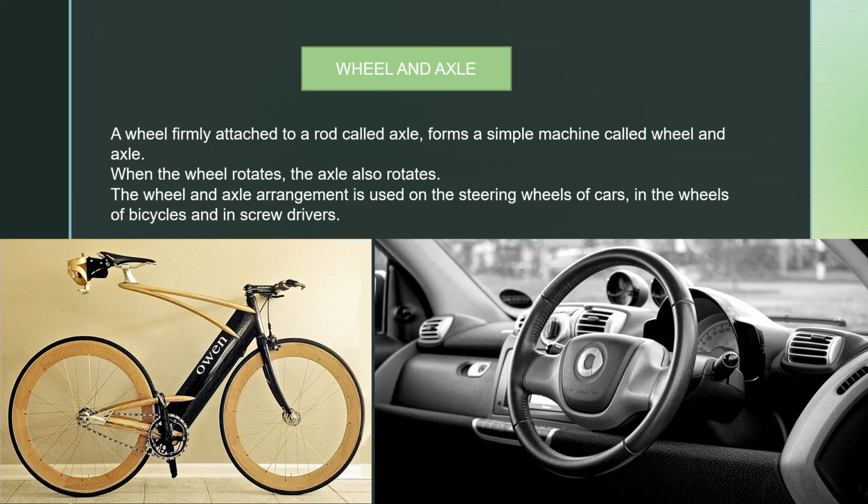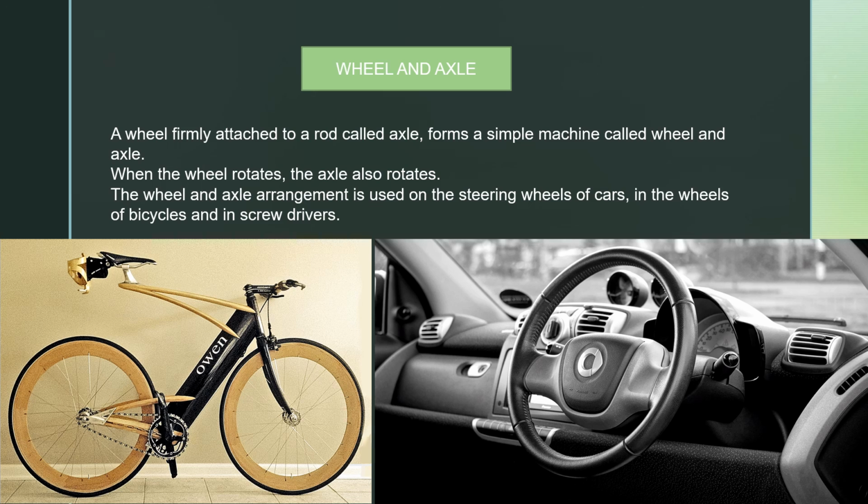Wheel and axle. A wheel firmly attached to a rod called an axle forms a simple machine called wheel and axle. When the wheel rotates, the axle also rotates. The wheel and axle arrangement is used on the steering wheels of cars, in the wheels of bicycles, and in screwdrivers.